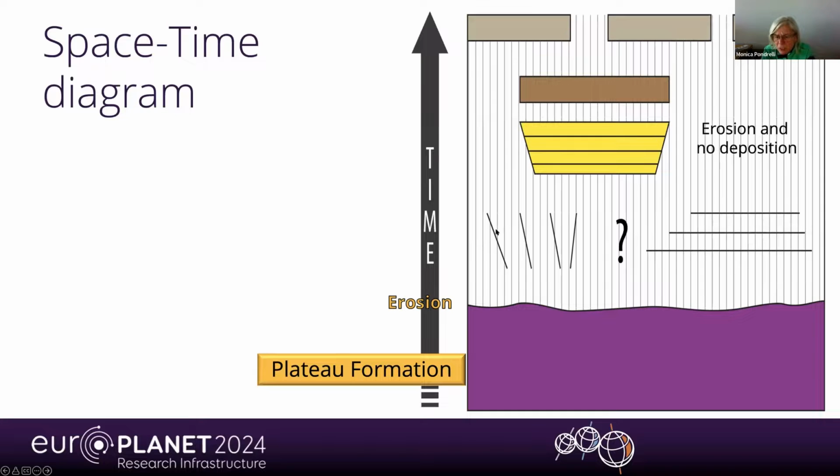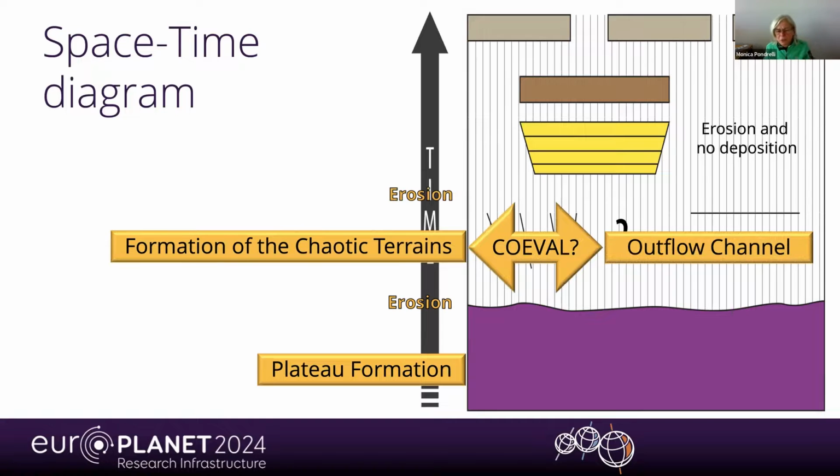We do not know whether these things were coeval. This is something that science should address. It's true that the knobs appear to be very deformed nearby the outflow channel area, so to say, and this points toward this direction. But again, this is something that should be tested. Formation of the chaotic terrain, possibly coeval with the outflow channel formation.